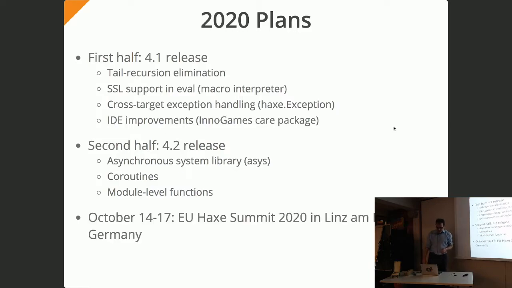And what we are also going to do, so mark that in your calendar, in October, we're going to have the EU Haxe Summit in Linz in Germany. So we can all meet again there. And I'm looking forward to that. Yeah, it's going to become the Haxe capital of the world, exactly. So I hope that we are going to see many of you there again. It's still some months off, so you have time to plan.